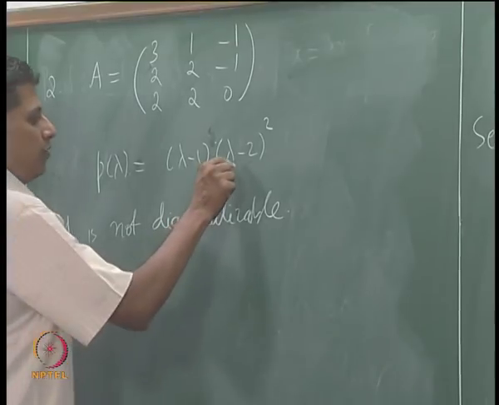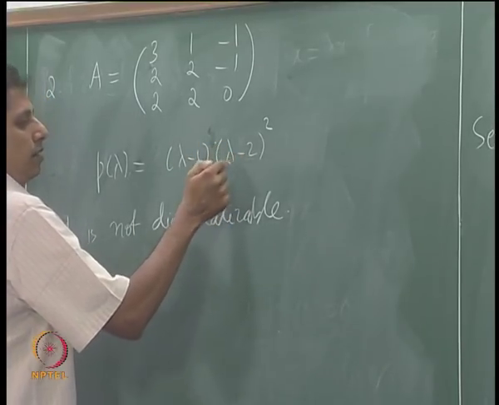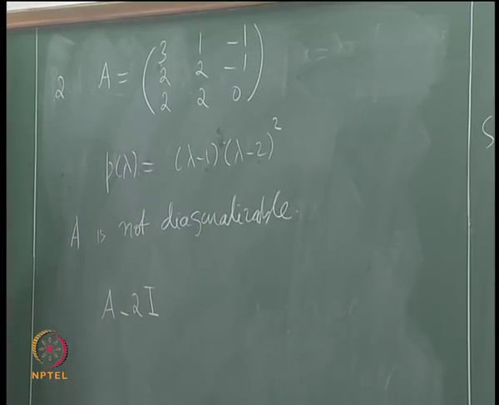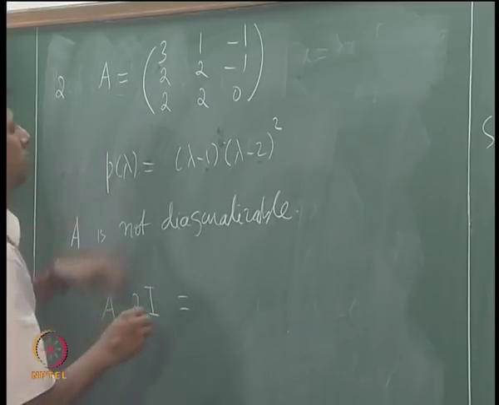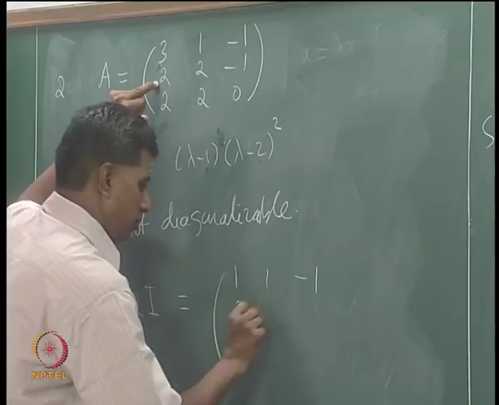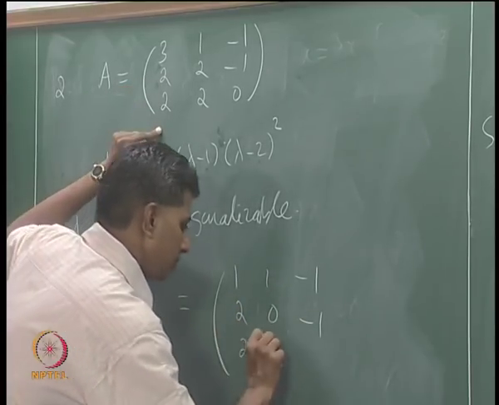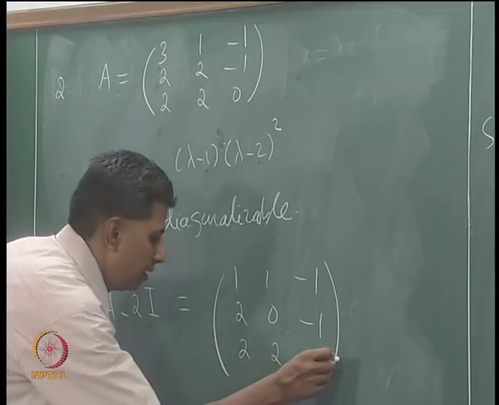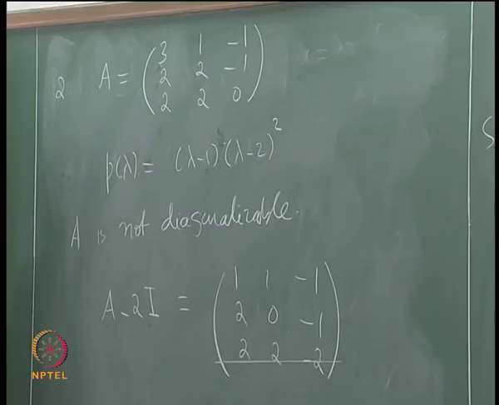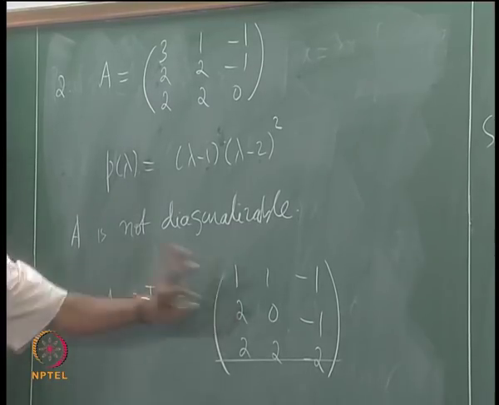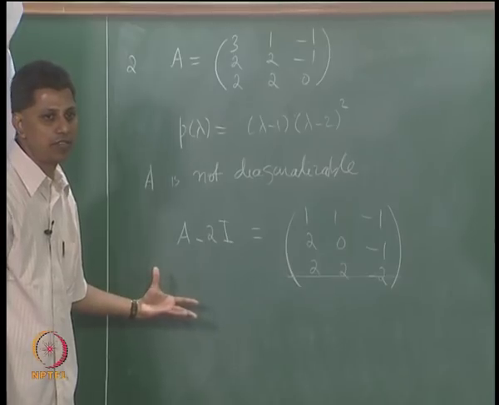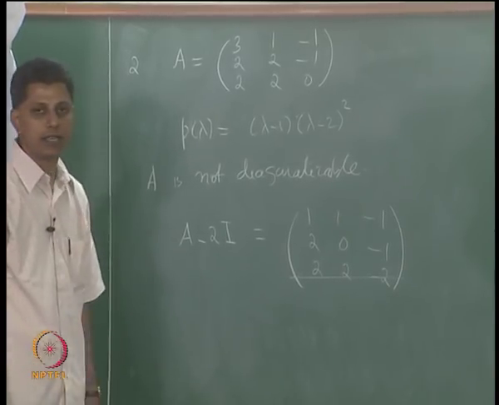That is, if you look at the matrix A minus 2I. We have discussed the example before, I just want to consolidate. If you look at the matrix A minus 2I, that is 1 1 minus 1, 2 0 minus 1, 2 2 minus 2. Okay, you observe that the third row is a multiple of the second, so I can delete it. The rank of this matrix is 2, the nullity of this matrix is 1, that is the nullity of the linear transformation whose matrix is this. Nullity is 1, which means the dimension of the null space of A minus 2I is 1, but the null space of A minus 2I is precisely the eigenspace. The eigenspace is of dimension 1.